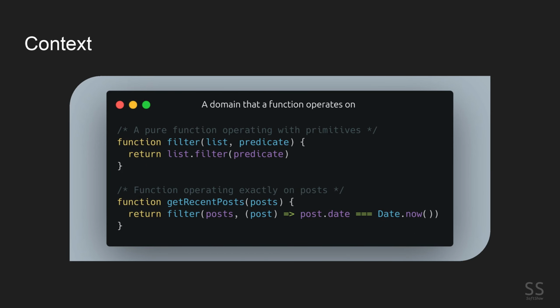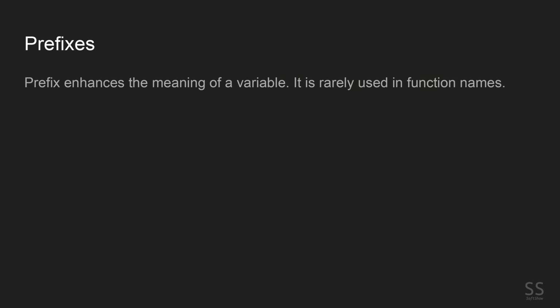Context. Functions usually act on something, so name them with their domain in mind. For instance, you don't need to say filter array in JavaScript, since we know filter works on arrays. Prefixes. Sometimes prefixes give extra meaning to names, especially in function names. Here are a few examples.